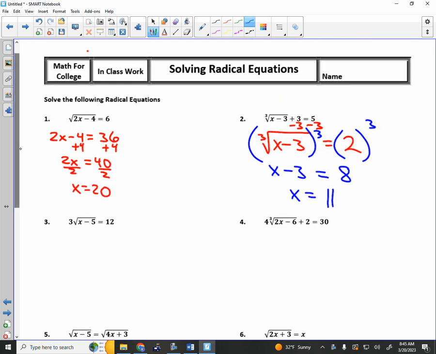Good question. We take 11 and we do 11 minus 3 is 8. The cube root of 8 is 2, and 2 plus 3 is 5. So it worked out. Better?